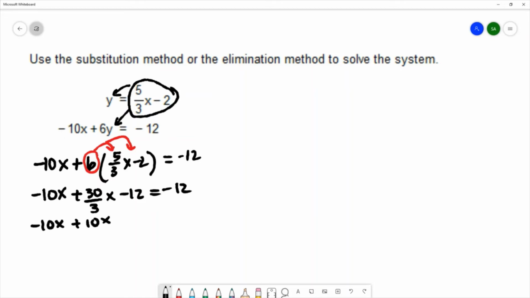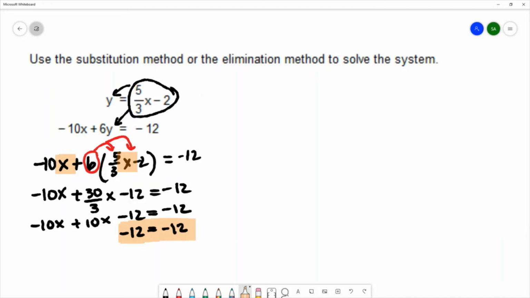We have negative 10x plus 10x, minus 12 equals negative 12. That negative 10x and positive 10x will cancel each other out. And what we have here is a special case of our systems of equations in that we're intending to get down to one variable within our equation, but as we did that, all of the variables ended up going away, leaving us with this final statement here of negative 12 equals negative 12.